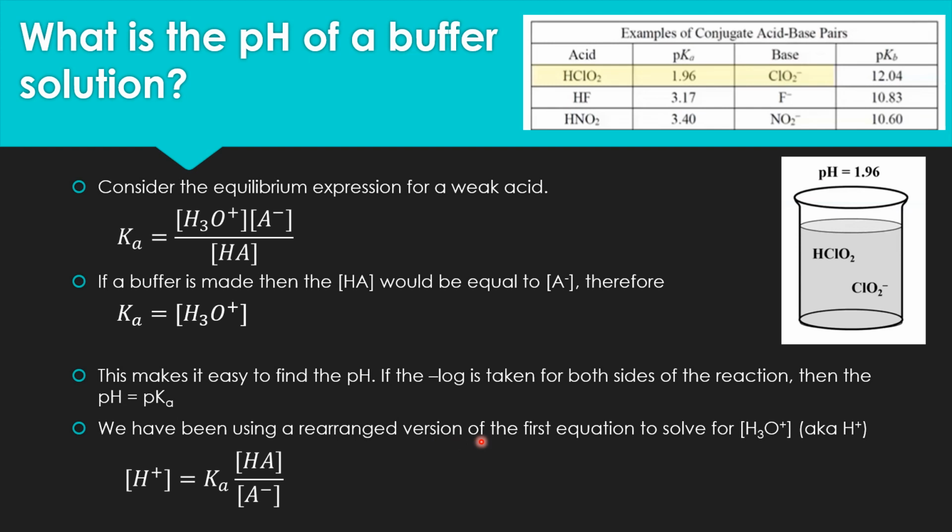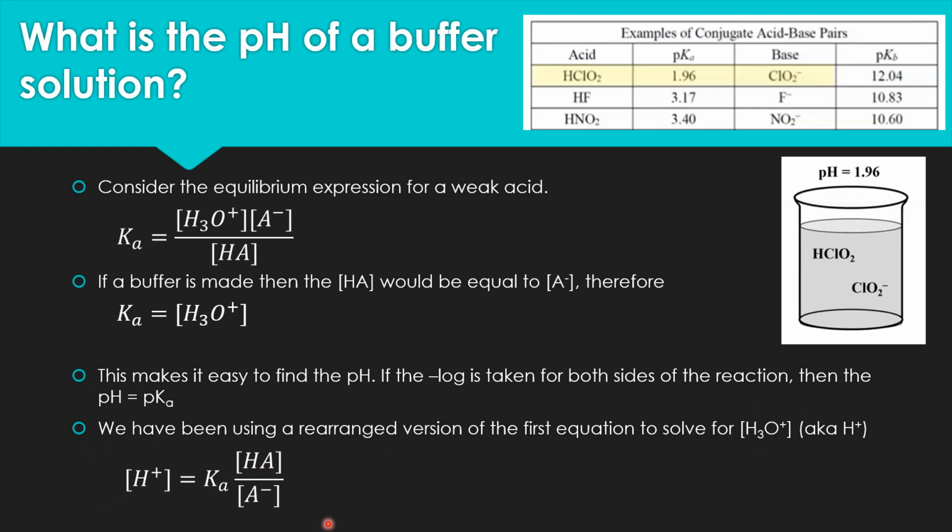So this makes it pretty easy to find the pH. If the negative log is taken for both sides of the equation, then the pH equals the pKa. So if we negative log both sides, negative log of the right side would give us our pH, negative log of the left side would give us our pKa. So pH equals pKa. And we saw this at the half equivalence point on our titrations in our last couple of videos. So we've been using a rearranged version of this equation to solve for our hydronium ion.